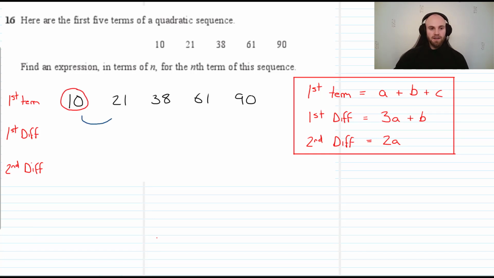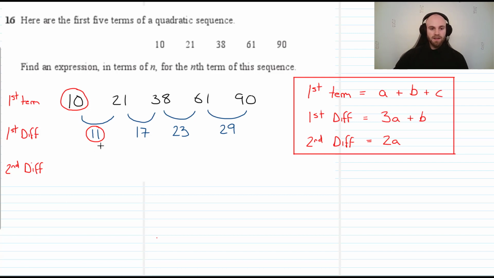Now we need to find the first differences. So between 10 and 21, this is going to be 11. Between 21 and 38, this is going to be 17. Between 38 and 61, this is going to be 23. And between 61 and 90, this one is going to be 29. And our first difference here is 11.